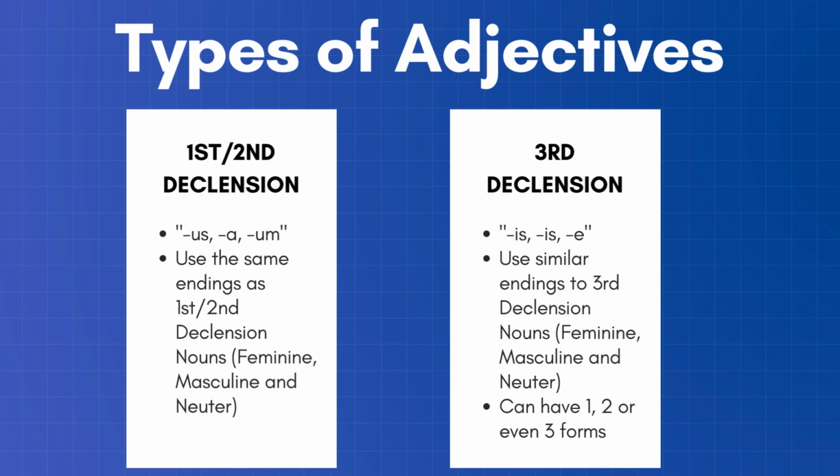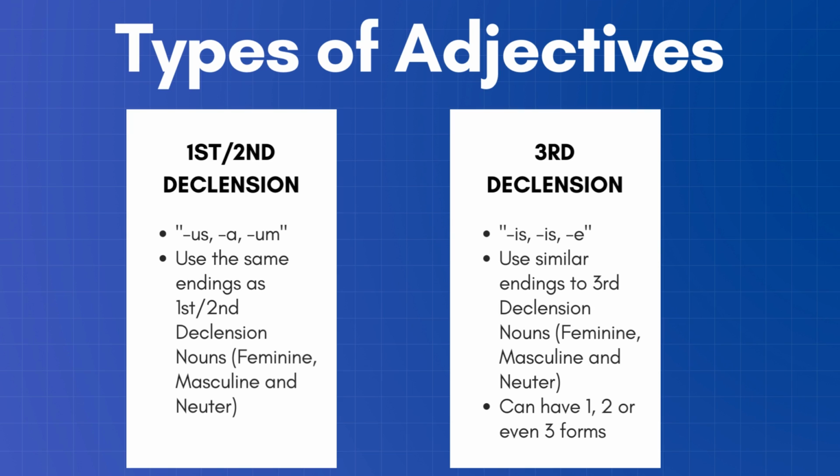Okay, so if we put this all into two different categories, we have two different types of adjectives again. The first and second declension, those are the ones that use us. They're really easy to spot in a dictionary, by the way, because you're going to see it listed as us, and they're using the same endings as first and second declension nouns, right? The us represents masculine, feminine, and neuter.